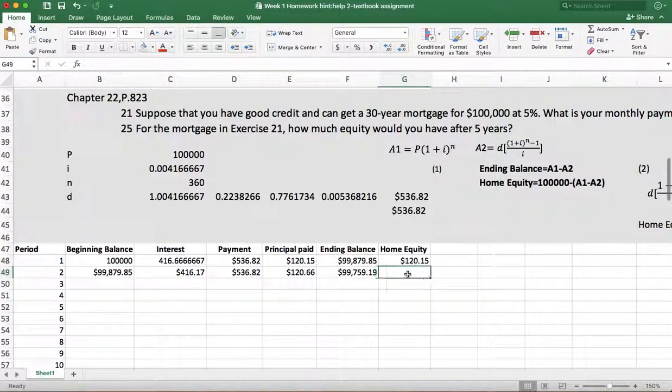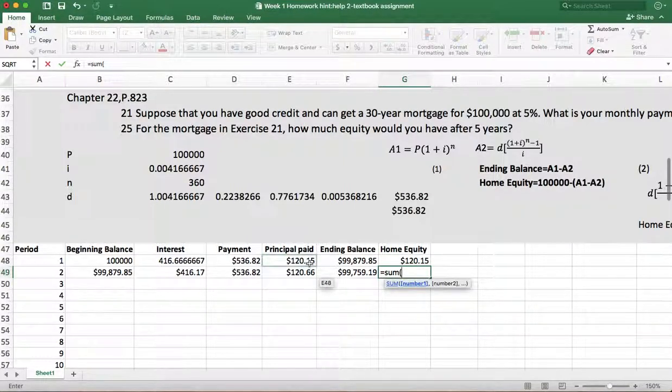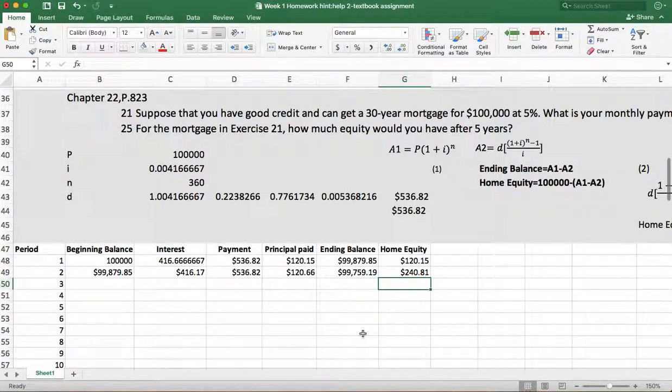And home equity is the accumulated principal paid sum, because for period 1 I pay this amount, period 2 I pay this amount. I need to sum it up, add them up. Okay, this is what you own.